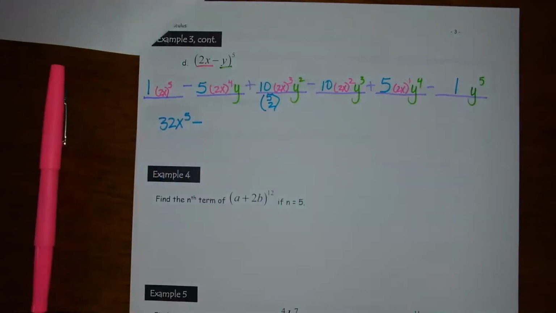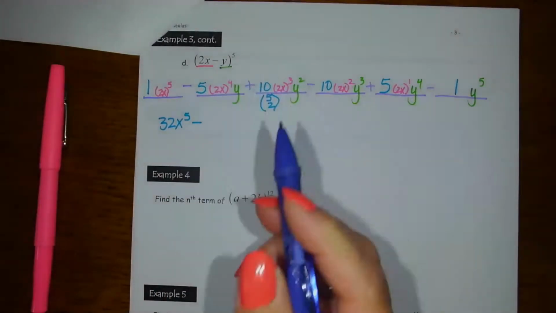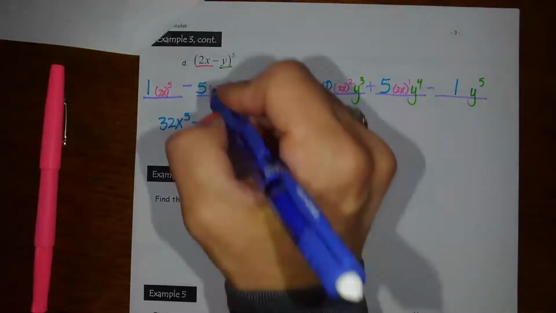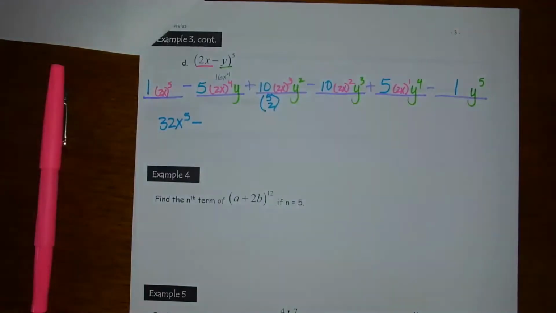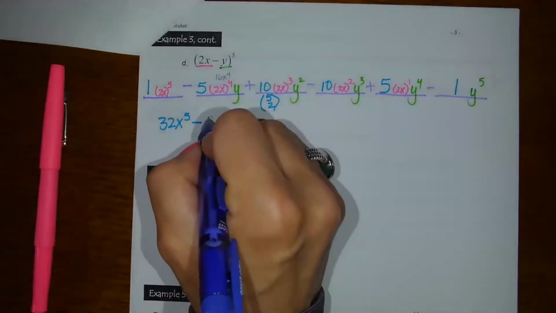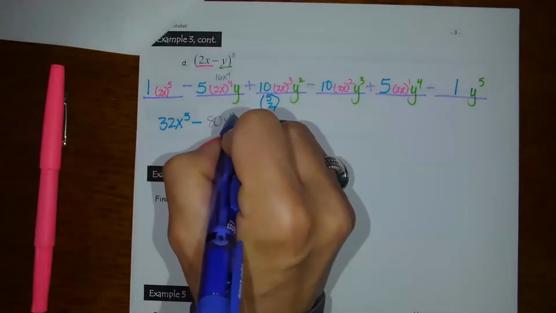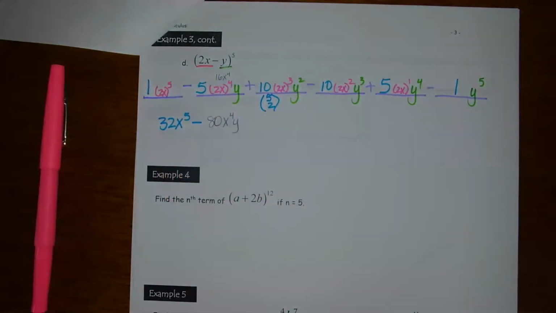You already have your signs done. So right here now, we have 2 to the fourth. What's 2 to the fourth? So that's 16x to the fourth. And what's 16 times 5? Not bad, right? Way better than doing this out 5 times.